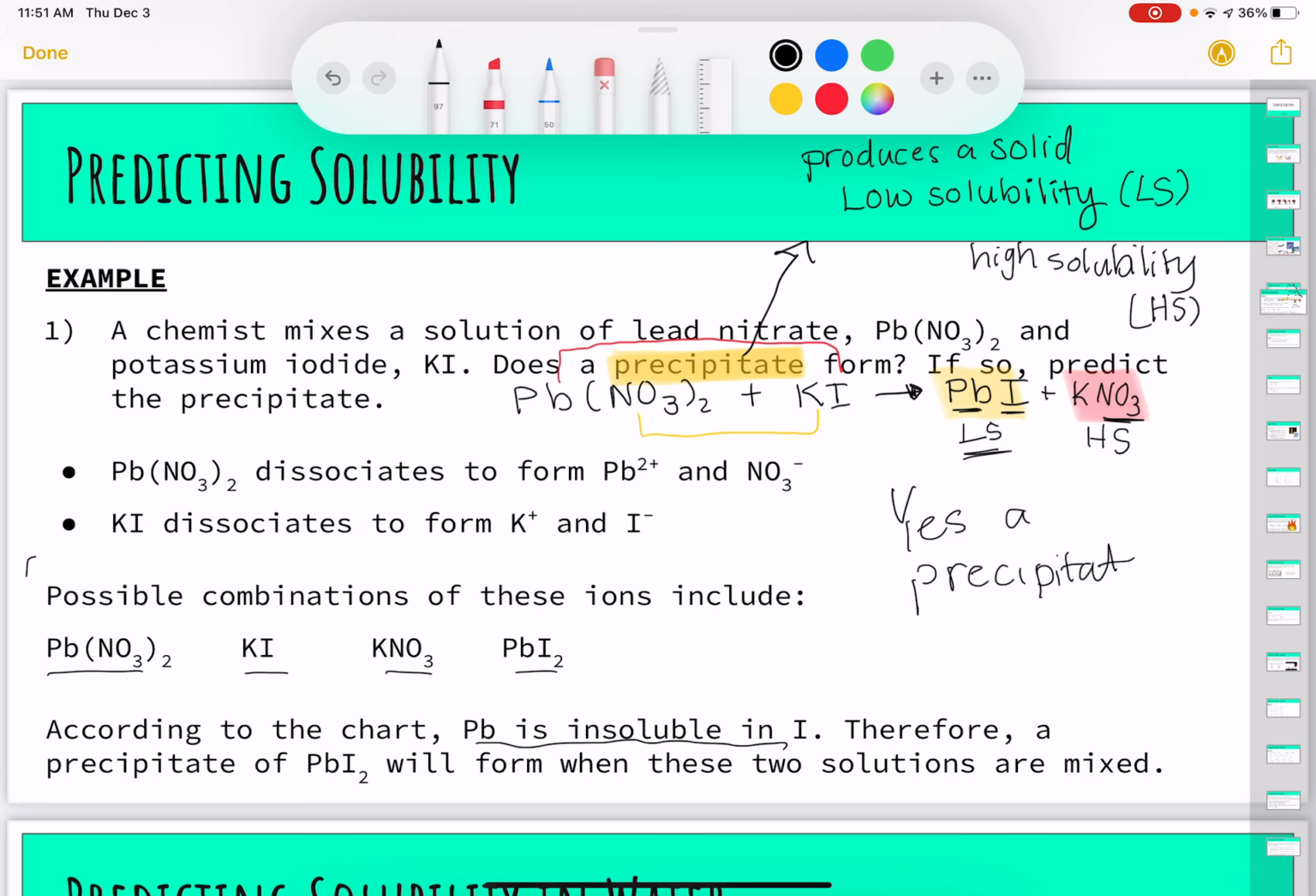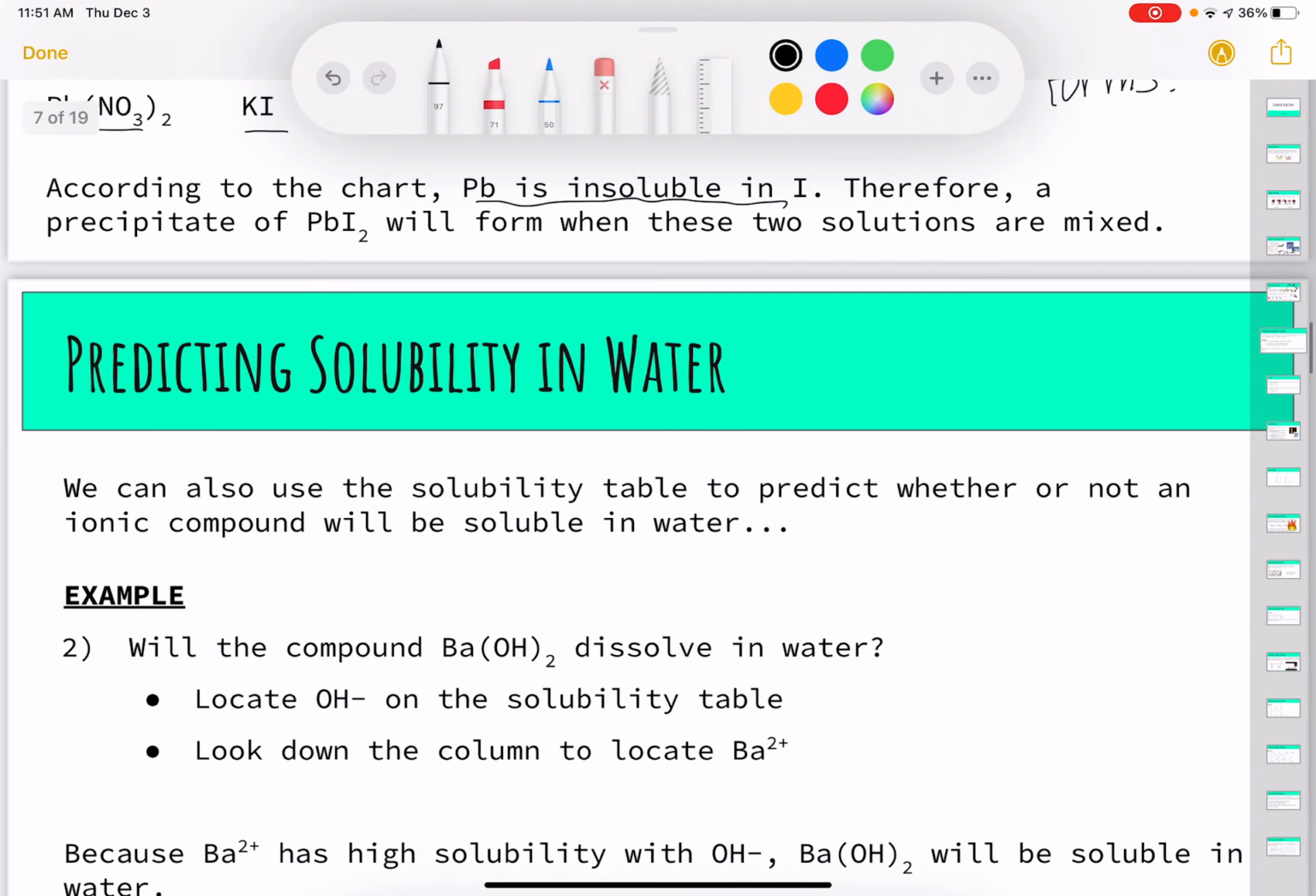Precipitate forms. Okay. So that is that. Let's go on to the next one.